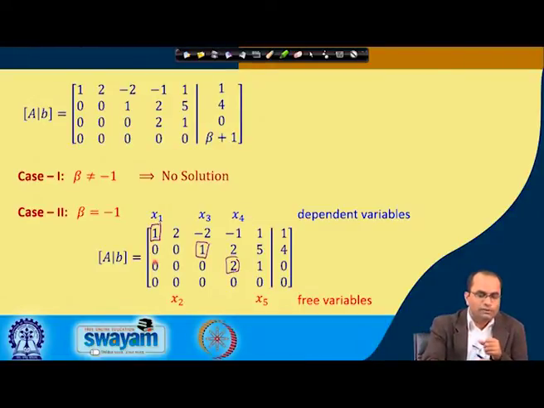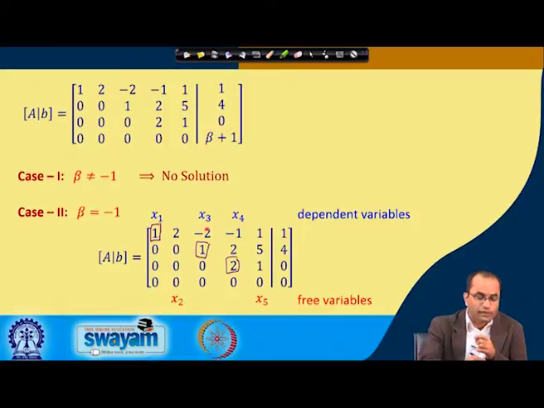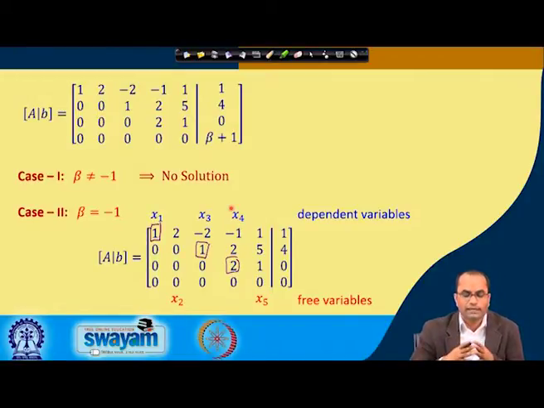So, go to column number 1, if it has a pivot element, mark this as a dependent variable. Go to the next column 2, there is no pivot element in column 2, we will mark it as a free variable. Column number 3 has a pivot, then this is marked as a dependent variable. Again column number 4 has a pivot, so this we have marked as a dependent variable. Column number 5 again we have marked as a free variable, because it does not have a pivot.